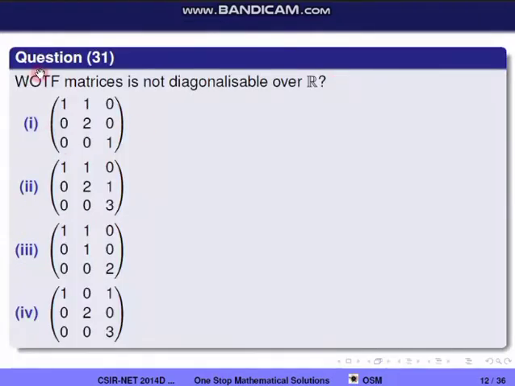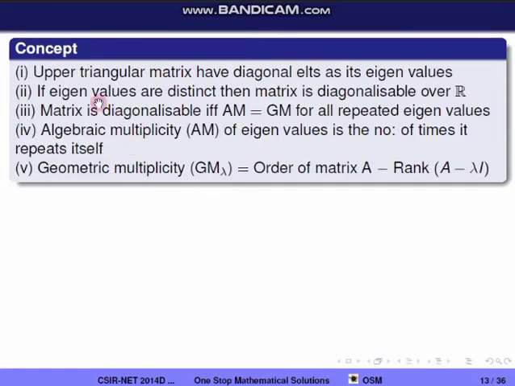Next question, question 31. Which of the following matrices is not diagonalizable over R? So we have to check which of the options is not diagonalizable. We'll look into the concept used. Upper triangular matrices have diagonal elements as their eigenvalues. This is true for lower triangular matrices as well as diagonal matrices.